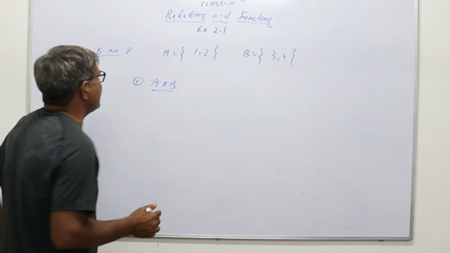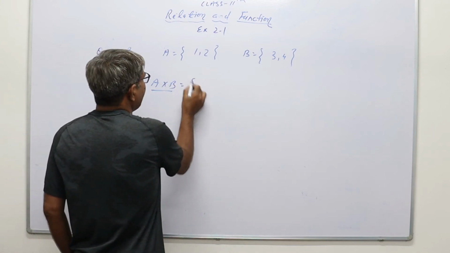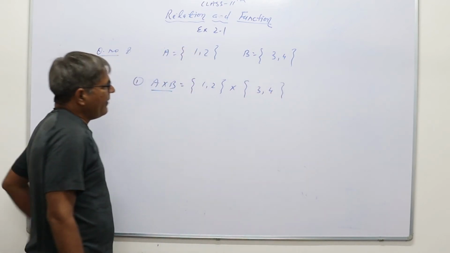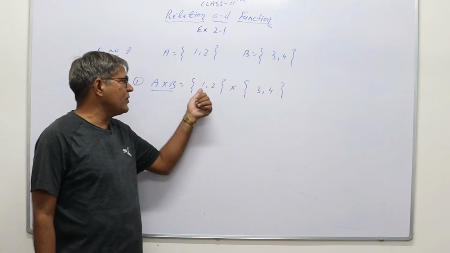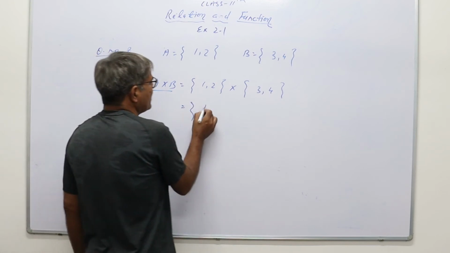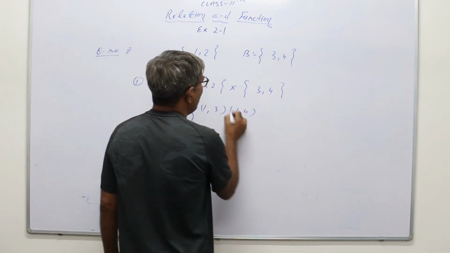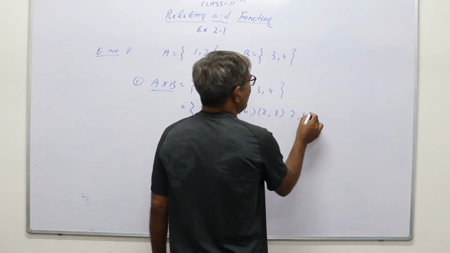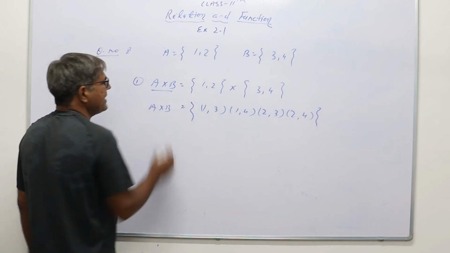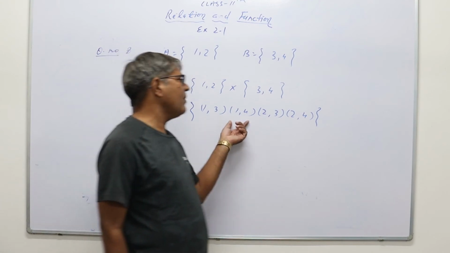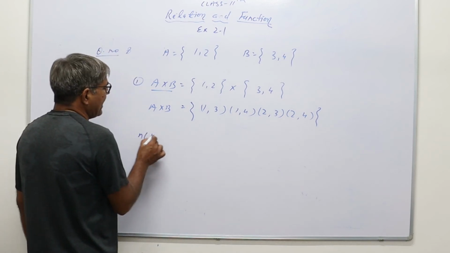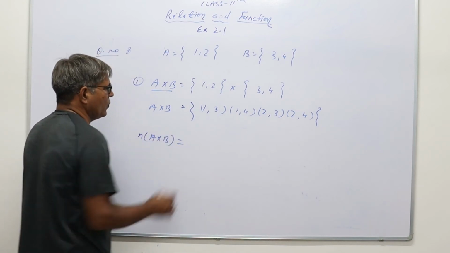So first we will write A cross B. What is A cross B? Elements 1, 2 crossed with elements 3, 4. How will we find the cross product of set A with set B? We have to associate first element 1 with 3, 4, then 2 with 3, 4. So it will be equal to (1,3), (1,4), (2,3) and (2,4). These are the 4 ordered pairs. So the number of elements in A cross B is 4.